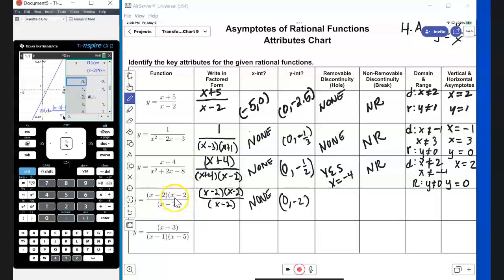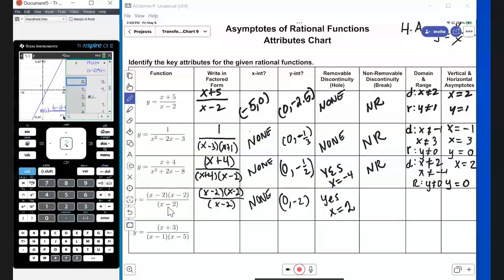Yes. You see how you have x minus 2 in the numerator and you have x minus 2 in the denominator, right? That's a characteristic of a hole. So, yes. So, where does a hole exist? x equals what? Nope. x equals what? 2.